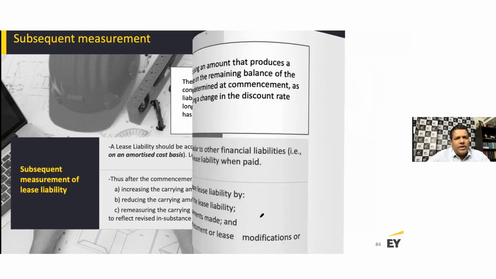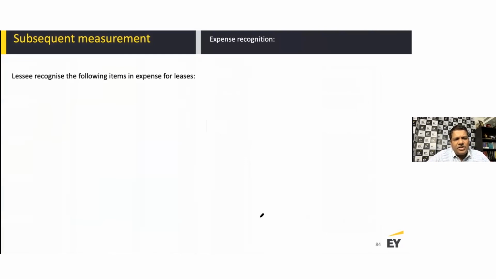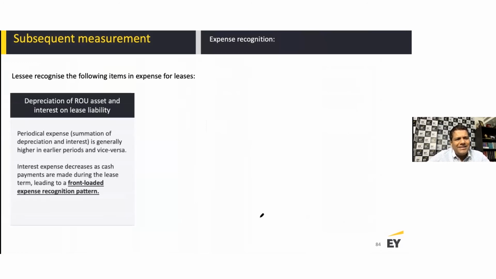So let's look at the expense recognition from a subsequent measurement perspective. So lessee will recognize the following items in expense for leases. Okay, what are those items? Depreciation, we talked about depreciation of ROU asset and interest on the lease liability.